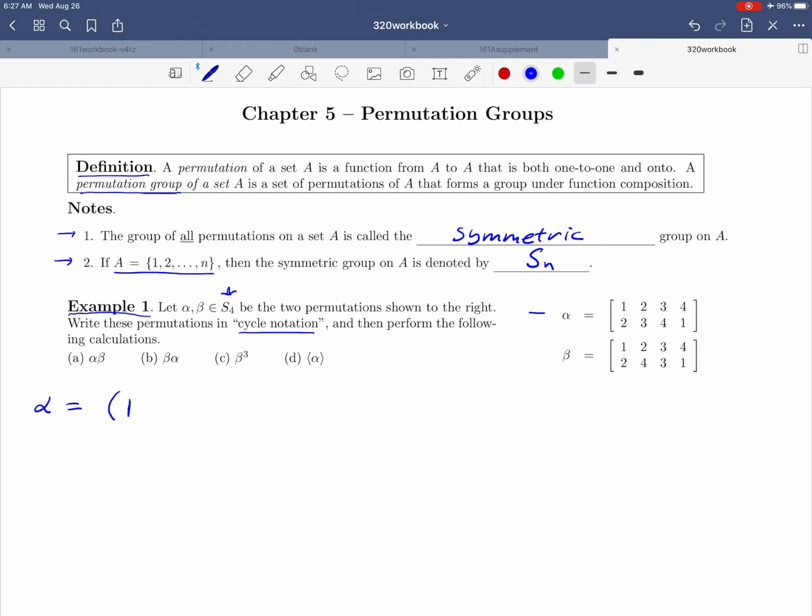Okay, well, if we go back to the top of our picture here, we can see that alpha of 1 is equal to 2. And so I'm going to write 2 as my next number. And the thinking is that 1 goes to 2. We're going to read this cycle left to right.